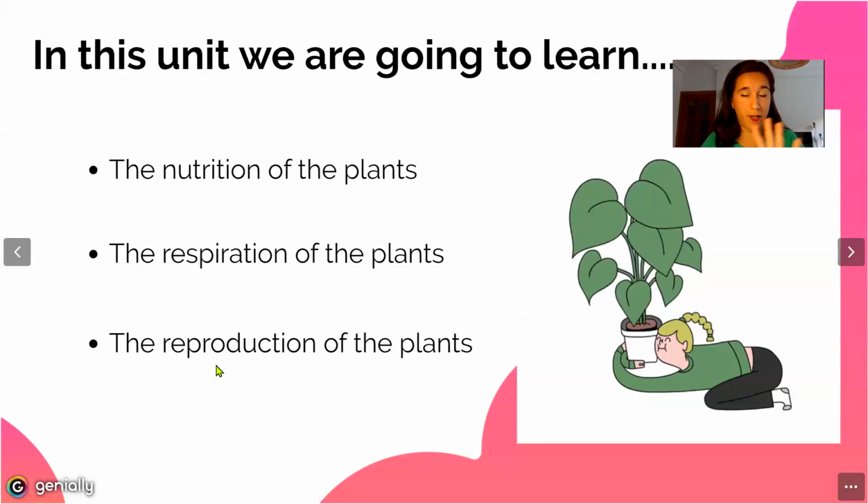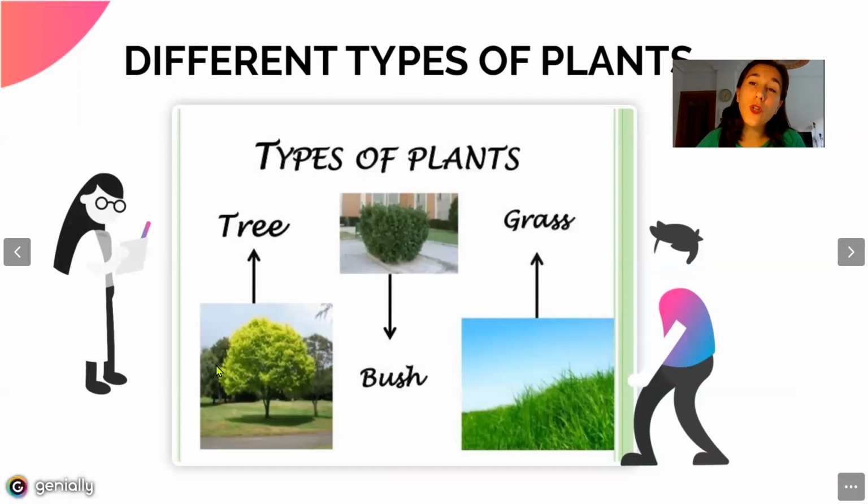We are also going to learn about the different types of plants. For exercise 1, that asks you about the different types of plants, you can say these three ones. There are three important types of plants: grass, bush, and trees. Grass, that is here, that is little. Bush, that is a bit bigger. And trees that are big. Those are the three most important ones.